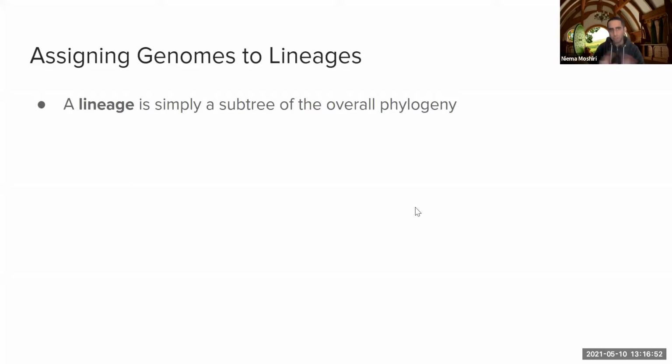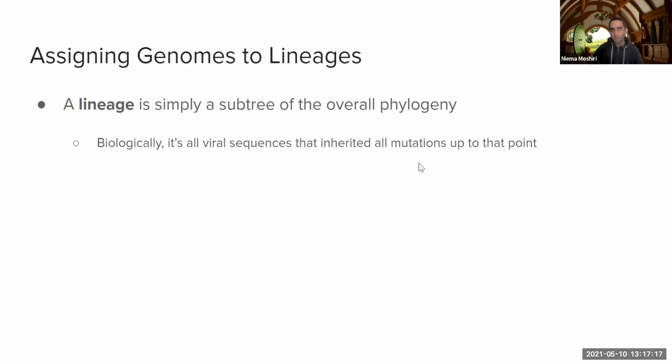A lineage, just to clarify the terminology, in terms of evolutionary biology, is just a subtree of the overall phylogeny. With the COVID-19 pandemic, there were all these lineages coming up like B117 and whatever. A lineage, generally speaking, is one subtree of your overall phylogeny. That's all it is. Biologically, given some subtree, a lineage is all viral sequences that inherited all the mutations up to that point, because some node has all these mutations up to that point. The lineage is everything below it that therefore inherited all those ancestral mutations.